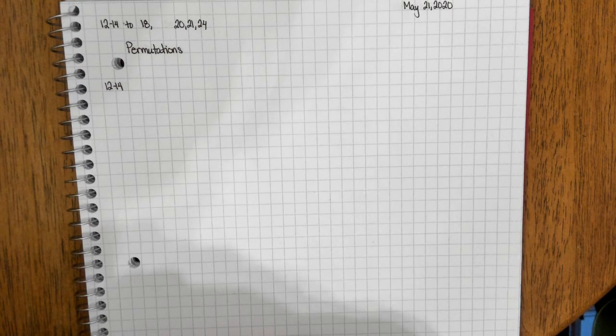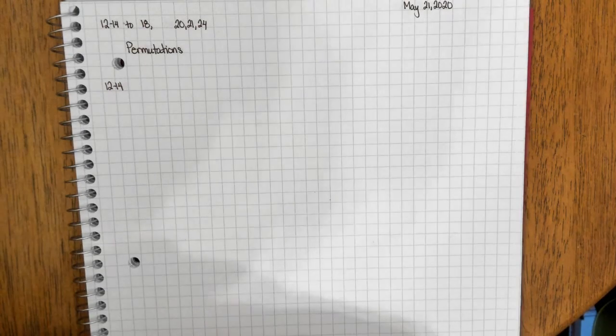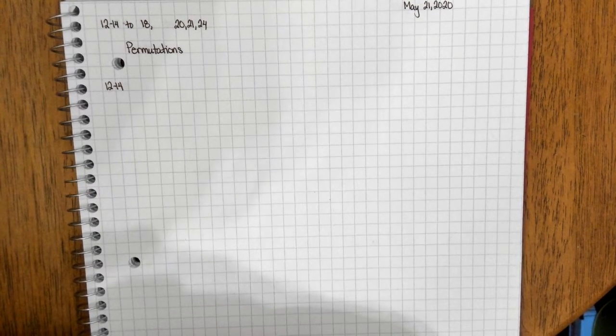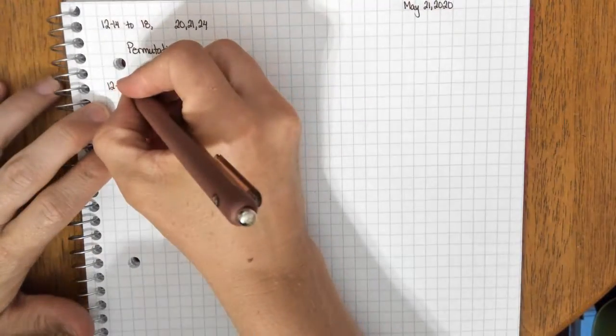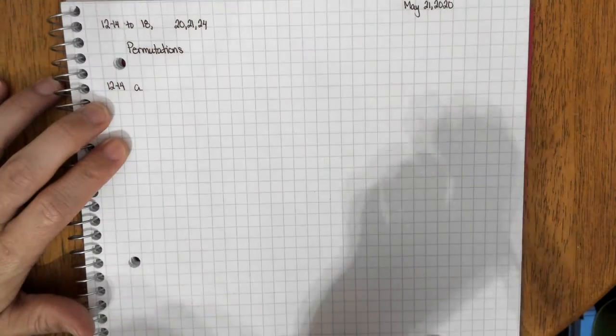On number 14, it says Jasper has saved enough money to open a savings account at the credit union. When he goes in to open the account, the manager tells him he needs to select a 4-digit PIN. She also says he cannot repeat a digit, but he can use any of the digits 0 through 9 in his 4-digit PIN. How many PINs are possible?